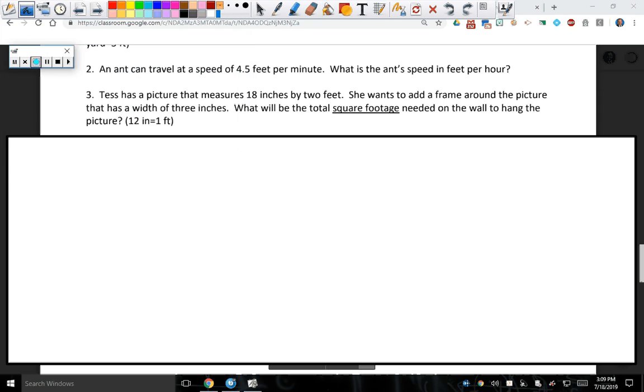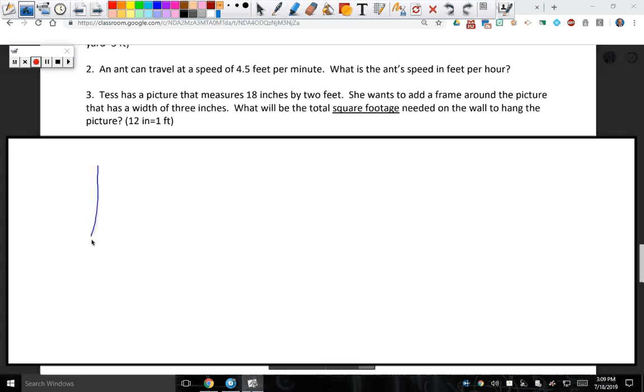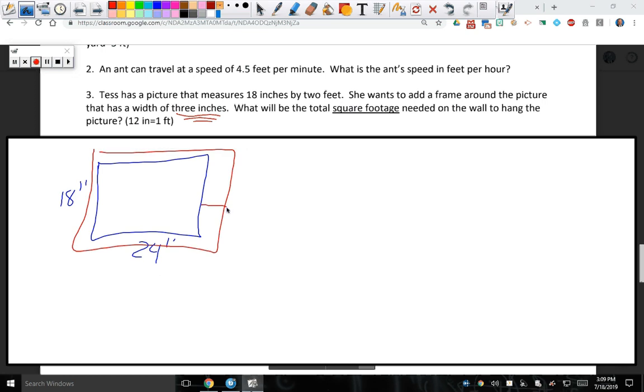Alright, so Tess has a picture that measures 18 inches by 2 feet. So let's draw this picture real quick. Okay, so 18 inches by 2 feet. She wants to add a frame around the picture that has a width of 3 inches. So this is 3 inches. What will be the total square footage needed on the wall to hang the picture?